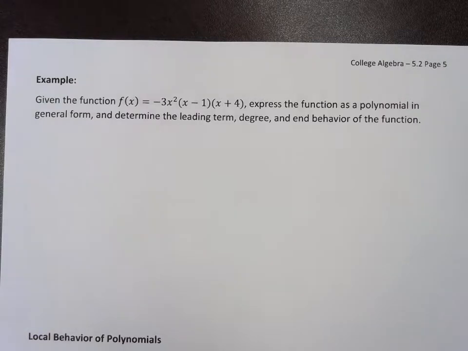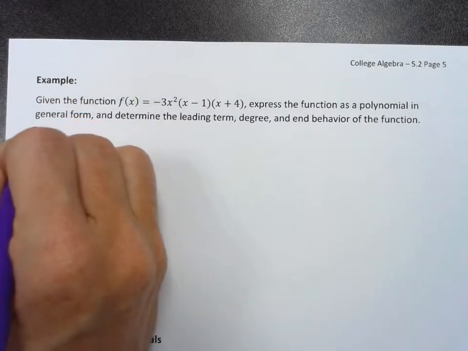Given this function f, express the function as a polynomial in general form and determine the leading term, degree, and end behavior of the function. Hopefully at some point you can just look at this and know the answers to all of those questions, but right now let's see what it looks like if it was written in general form.